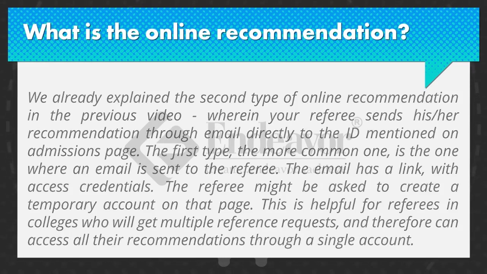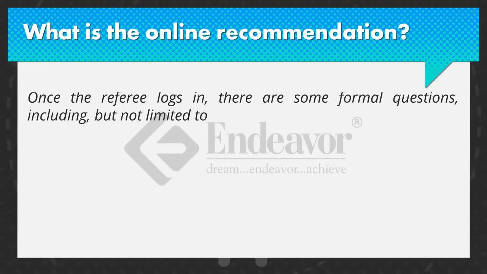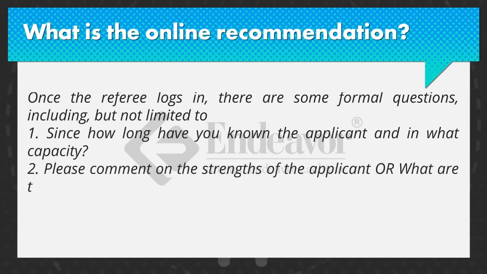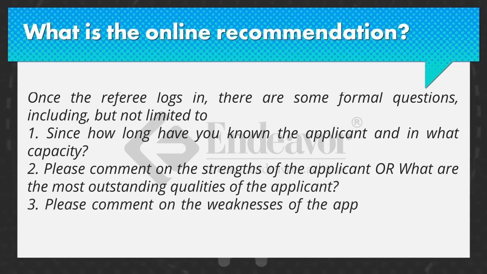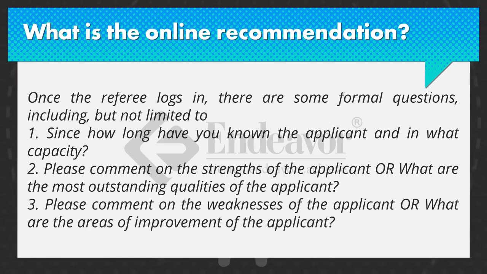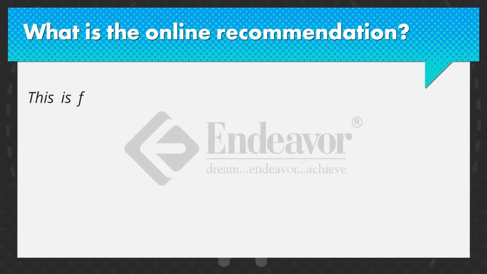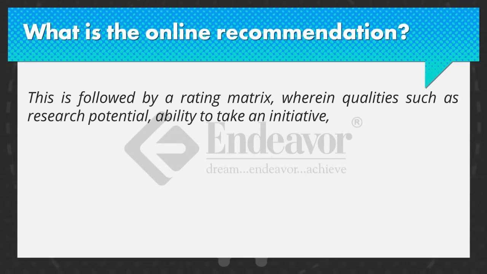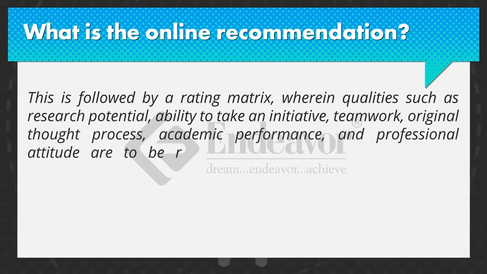Once the referee logs in, there are some formal questions including but not limited to: first, since how long have you known the applicant and in what capacity? Second, please comment on the strengths of the applicant or what are the most outstanding qualities of the applicant. Third, please comment on the weaknesses of the applicant or what are the areas of improvement of the applicant. Fourth, please state the peer group against which you have compared the applicant. This is followed by a rating matrix wherein qualities such as research potential, ability to take an initiative, teamwork, original thought process, academic performance, and professional attitude are to be rated.